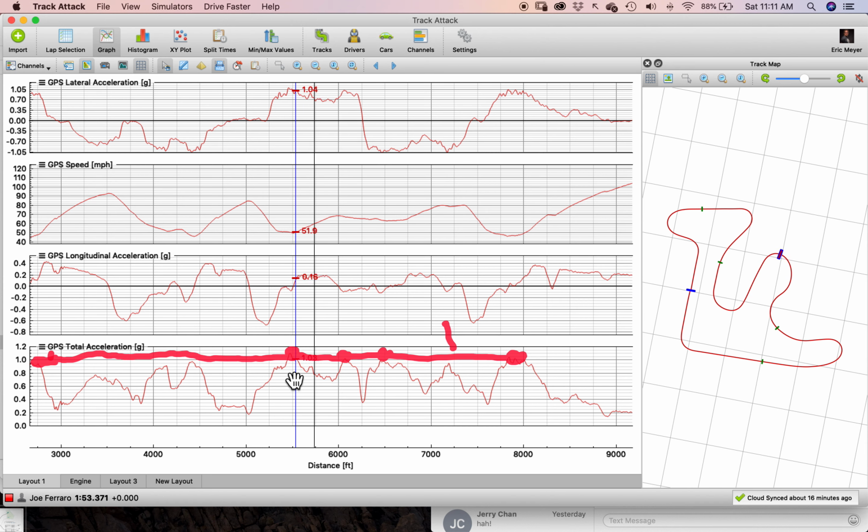There we are in the mid corner. Look at the track map. We got one right there. We're using a ton of the tire. Look at the track map on the right. We're using a ton of the tire. And let's go, we're not quite using all the tire right here, right?